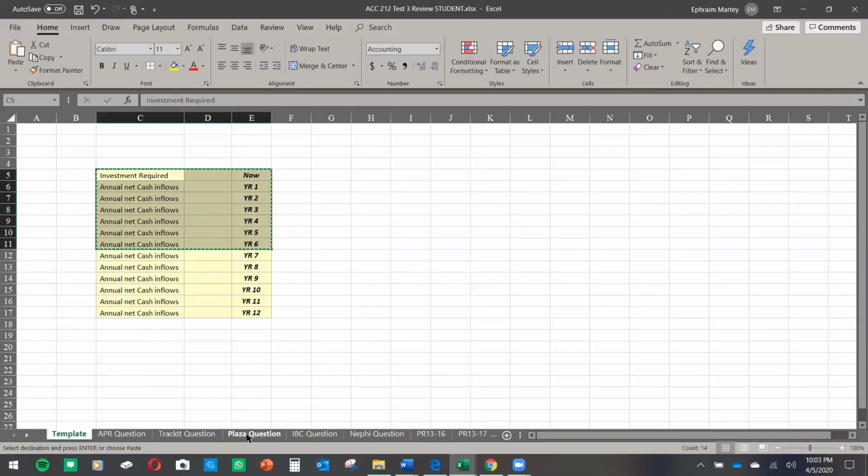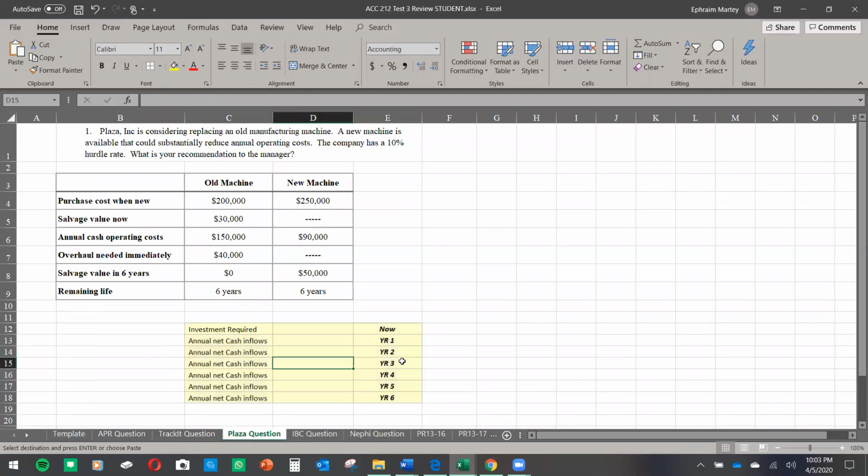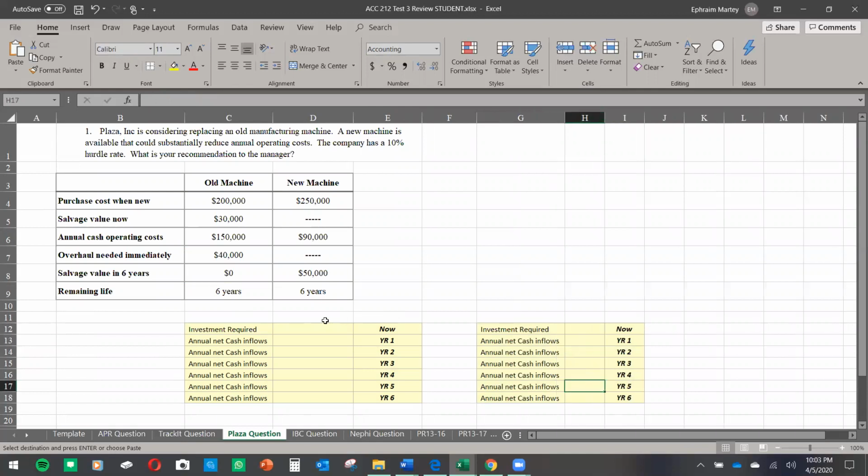We know the investment is apparently 6 years, so I'll put this one here. This is for the old machine. Let's pretend this is the old machine. We're going to compare these two, and this is the new machine. The old machine and the new machine are both going to last for 6 years.